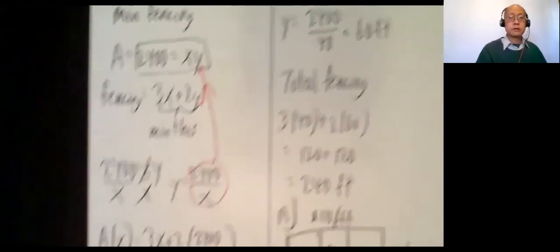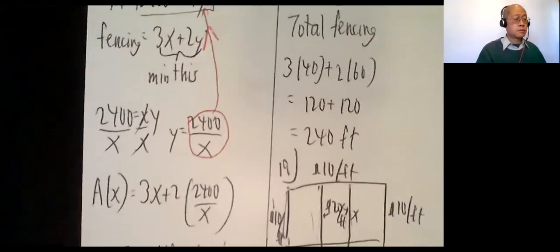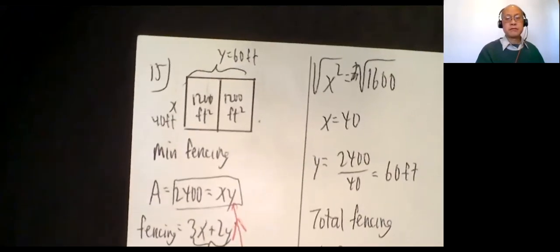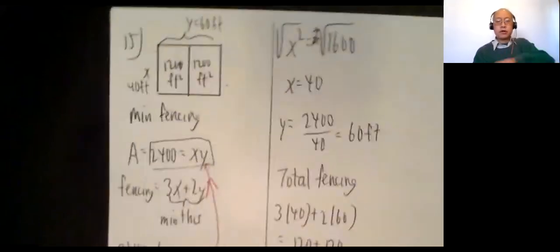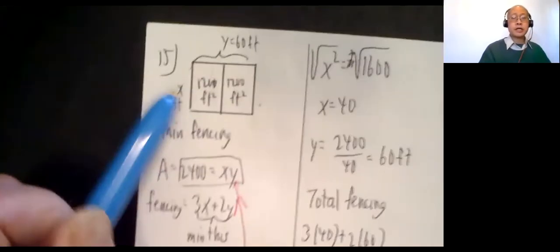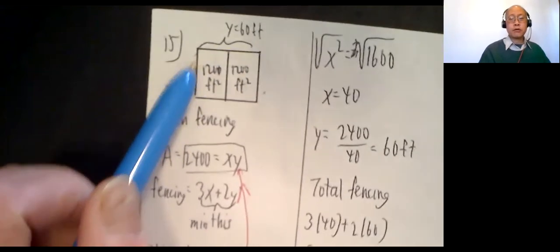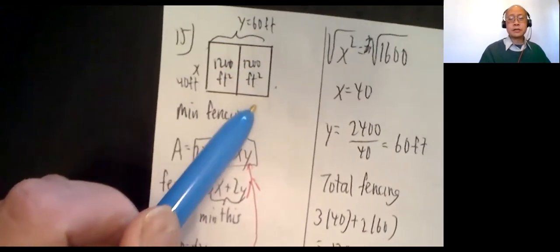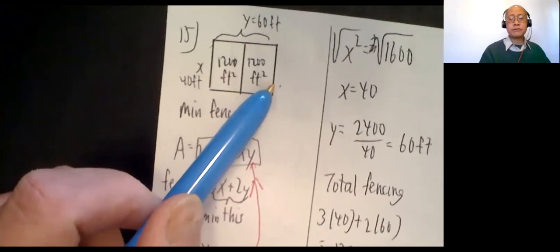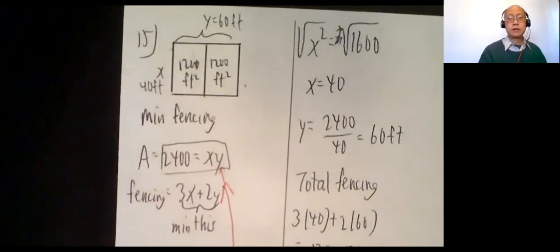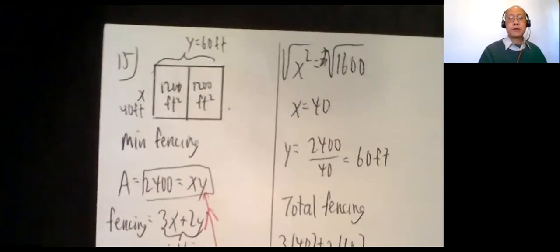Okay, so I have a question for number 15. Where did you get the 3X plus 2Y? Where did I get the 3X plus 2Y? Okay, I decided to call this X. I decided to call this Y. So there are 1, 2, 3 X's. This one, the middle one, and that one. And there are 2 Y's. So the total fencing is 3X plus 2Y. Thank you. Okay, welcome.